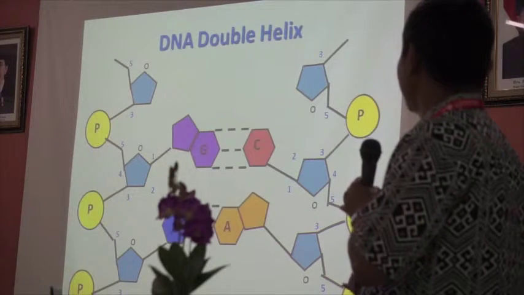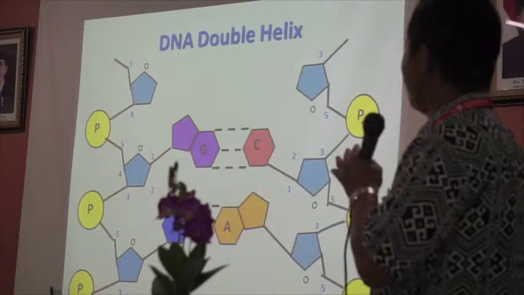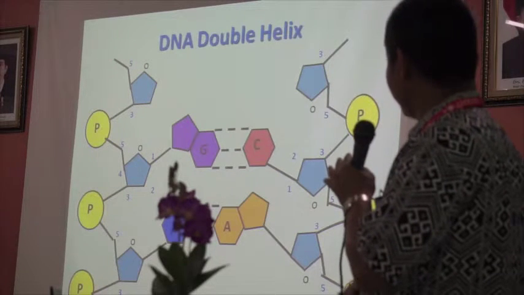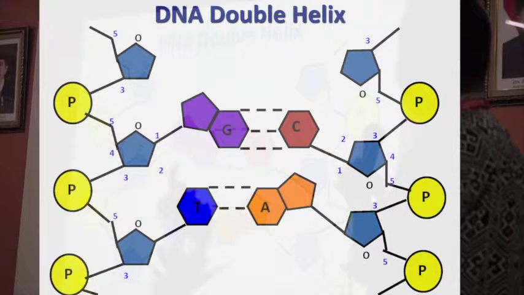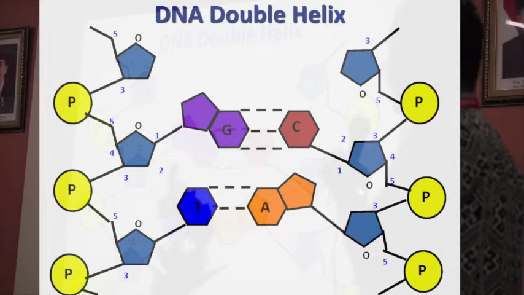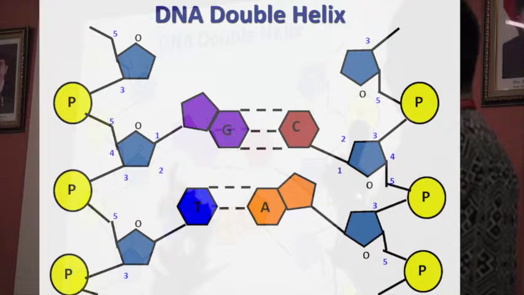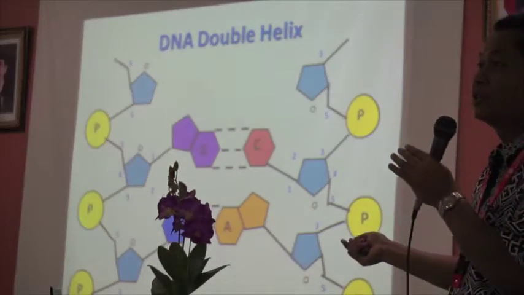The text is again that G should be paired with the C and D should be paired with the E. And you can see here the orientation. One strand is 5 to 3, another is 3 to 5. This corresponds to the carbon residue in the sugar.